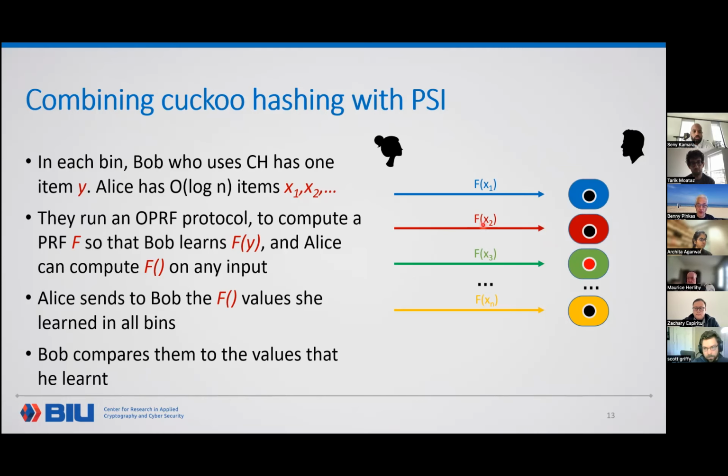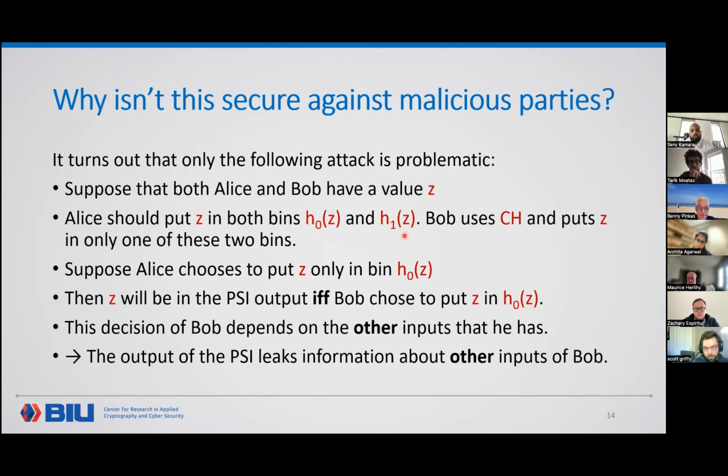So when you ask why these protocols are not secure against malicious adversaries, if the evaluation of these functions, this pseudo-random function f or AES, is secure against malicious adversaries, then apparently there's only one issue that we're left with. Okay, so there's only one issue.